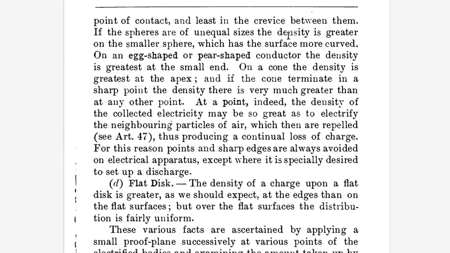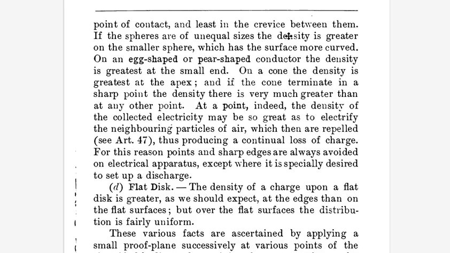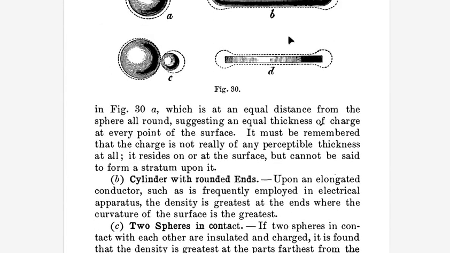On a cone, the density is greatest at the apex, and if the cone terminates in a sharp point, the density there is very much greater than at any other point. At a point, indeed, the density of the collected electricity may be so great as to electrify the neighboring particles of air, which then are repelled, see Article 47, thus producing a continual loss of charge. For this reason, points and sharp edges are always avoided on electrical apparatus, except where it is specially desired to set up a discharge. Image D, flat disk.